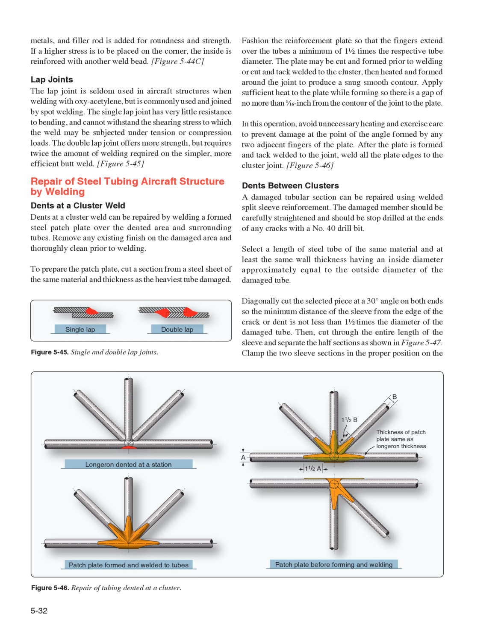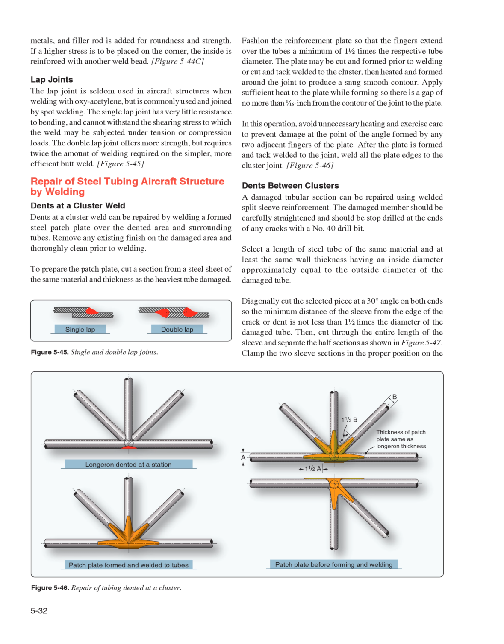Figure 544C, lap joints. The lap joint is seldom used in aircraft structures when welding with oxyacetylene, but is commonly used and joined by spot welding. The single lap joint has very little resistance to bending, and cannot withstand the shearing stress to which the weld may be subjected under tension or compression loads. The double lap joint offers more strength, but requires twice the amount of welding required on the simpler, more efficient butt weld.